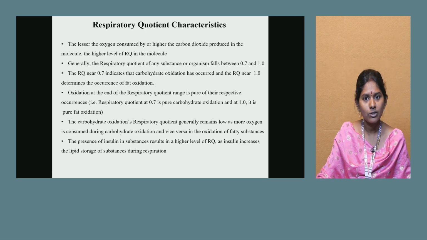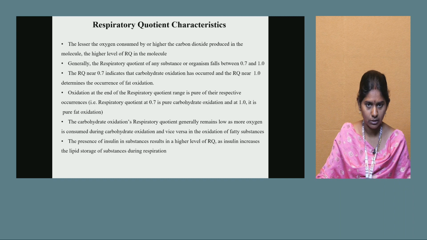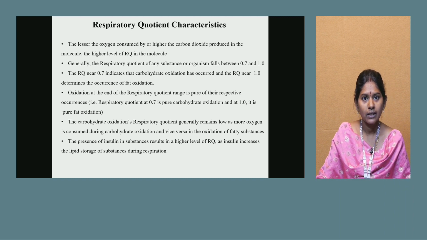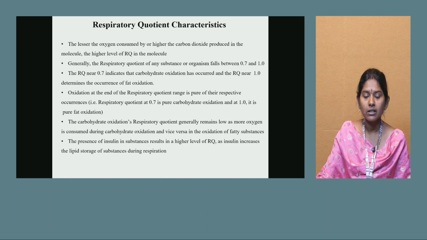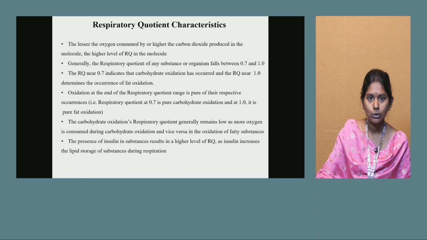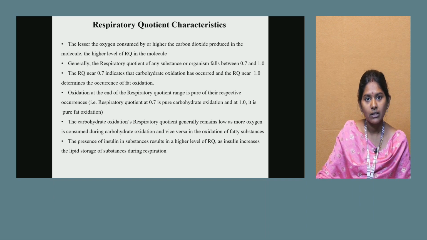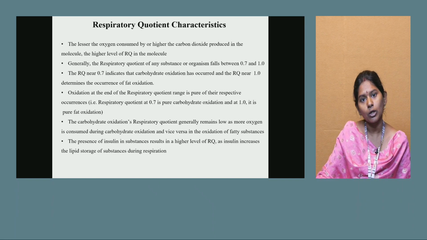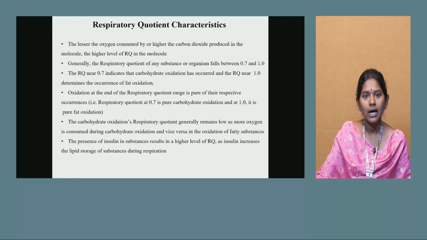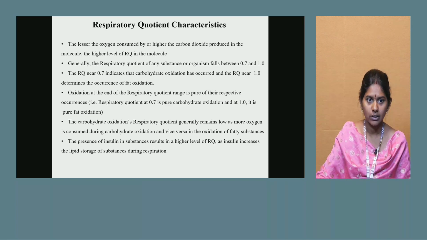So what are the characteristics of this RQ, the respiratory coefficient? We know that the less oxygen consumed or the more carbon dioxide produced, the higher the respiratory coefficient of the molecule. If any molecule is undergoing respiration or any metabolic process, we can estimate the respiratory coefficient this way: if there is a higher amount of CO2 produced or less oxygen consumed, then there will be a higher respiratory coefficient.